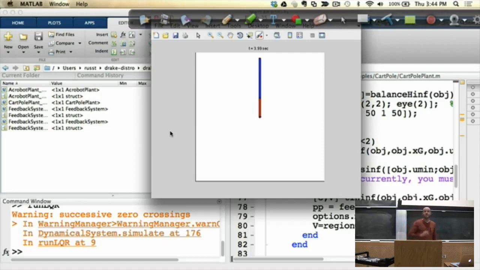Yeah? Is controllability a measure of how well the linearization matches? No. The tools for controllability only work for linear systems. They know nothing about the nonlinear system. Okay. And how do you know when the linear model or the linear approximation stops?